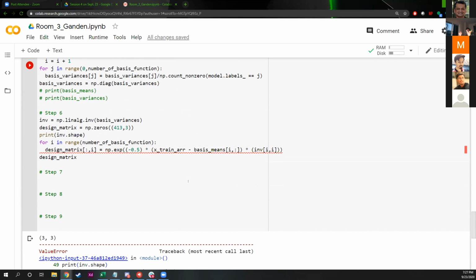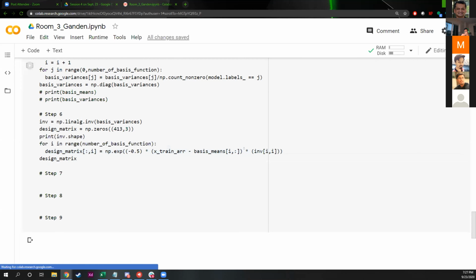I think the whole thing is regarding the shapes on each side. We need to multiply basis underscore means by inverse. No, no, because we won't get the right size. So we have 3 by 10. How will we get 10 if we want to multiply it by the x train array of 413 comma 3 comma 10? Sorry, 10.